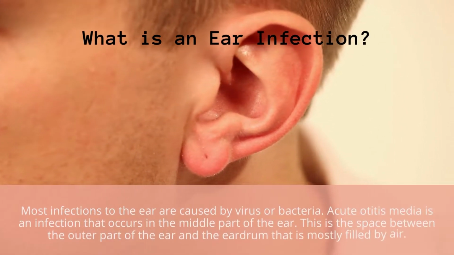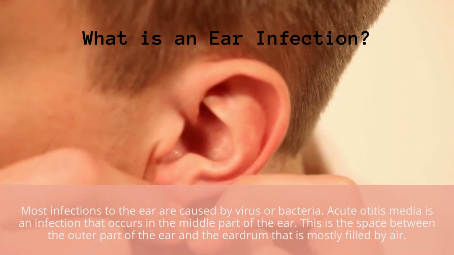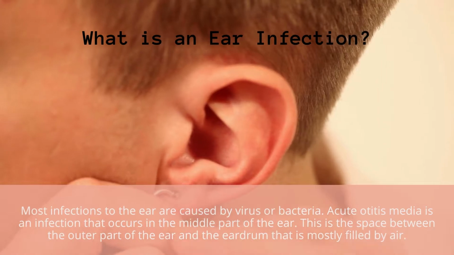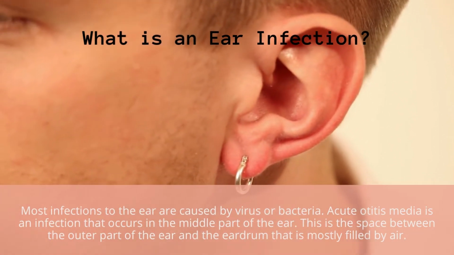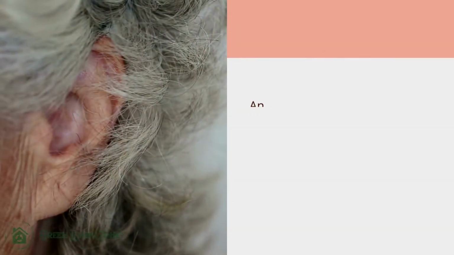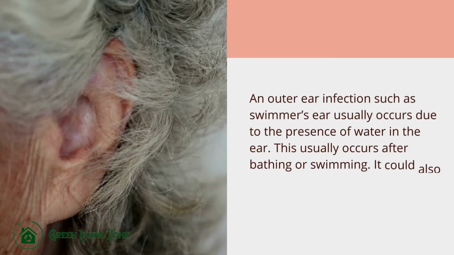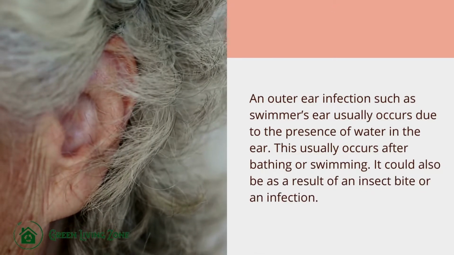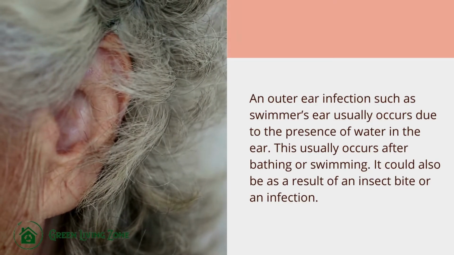Most infections to the ear are caused by virus or bacteria. Acute otitis media is an infection that occurs in the middle part of the ear. This is the space between the outer part of the ear and the eardrum that is mostly filled by air. An outer ear infection, such as swimmer's ear, usually occurs due to the presence of water in the ear. This usually occurs after bathing or swimming. It could also be as a result of an insect bite or an infection.